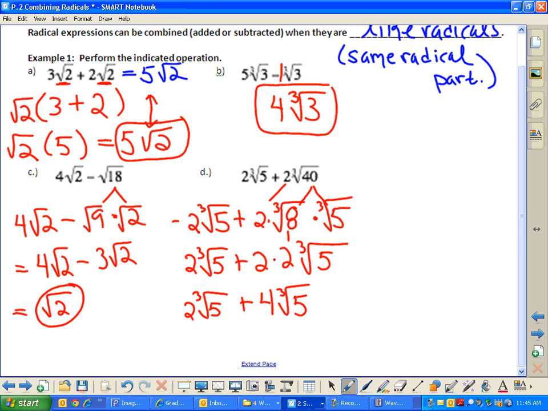So these are all equal to each other. 2 cube roots of 5 plus 4 cube roots of 5. I don't know what the cube root of 5 is. It behaves like x in my brain. It's like putting 2x and 4x together. 2x and 4x is 6x. So this is going to be 6 cube roots of 5. Questions about that?